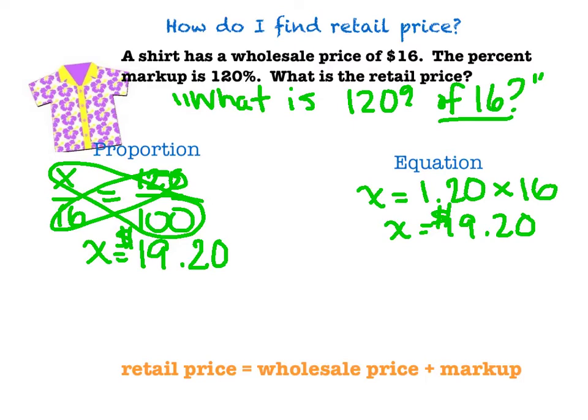So now, we know what the markup is. The markup is at 120%, which equals $19.20. So I'm going to place that on top here of this markup. That's my markup, plus my wholesale price. Well, my wholesale price was 16, so you need to make sure that you're adding those two things together. And then that's going to be equal to my retail price. So when I add them together, I will find that the shirt will be sold then for $35.20.